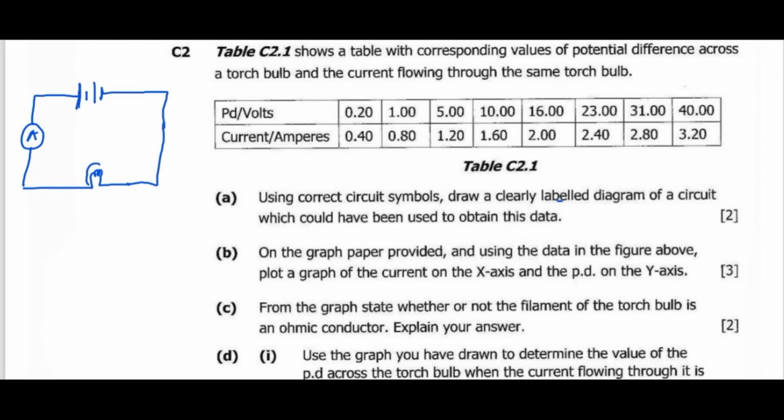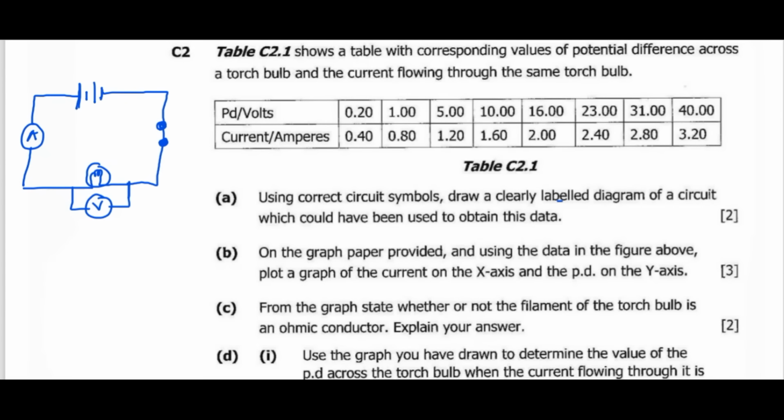Then we are told the corresponding values of potential difference across a torch bulb and the current. So our key point is we want to measure the voltage for this one. So we know that a voltmeter is connected in parallel. Then we can say we may have our switch here. So this is the diagram so far.